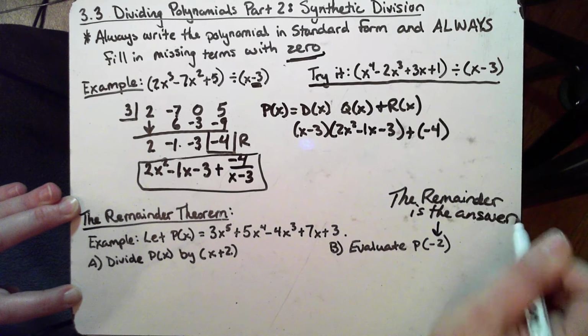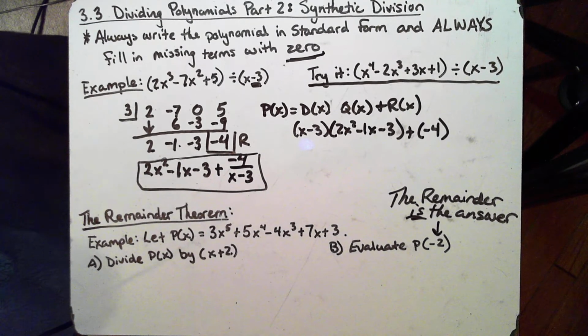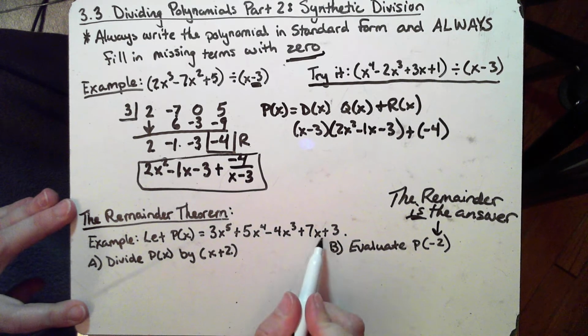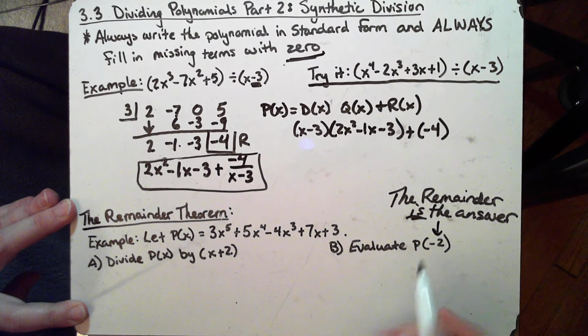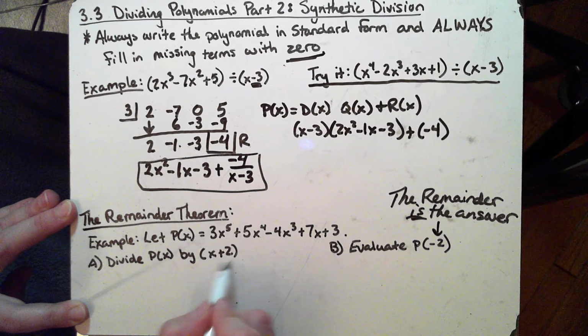The rest of this synthetic division does not matter at all. So let me show you the example. We have this thing that I'm evaluating for p of negative 2. Which is the same thing as dividing by x plus 2.